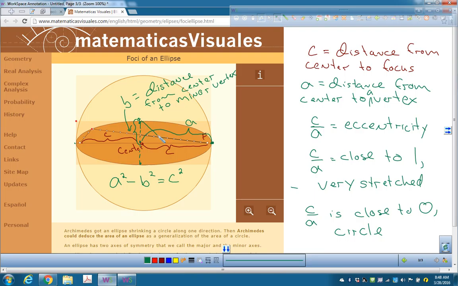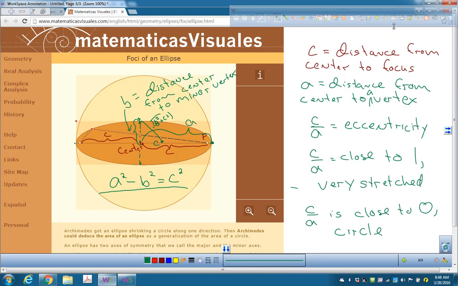I don't want to get you too confused, but if this is like C over here, then you can prove that a squared minus b squared equals c squared, because this comes out to be the square root of b squared plus c squared. And you could go through a proof to show that a squared minus b squared is equal to c squared. You don't have to worry about the derivation or anything, but you do need to know this is true for an ellipse. Okay? So then we're going to talk about the general form.